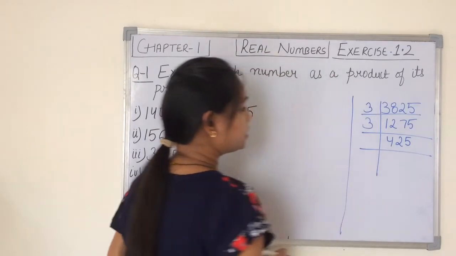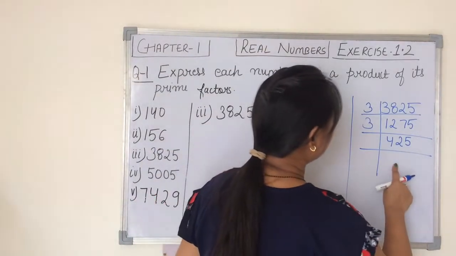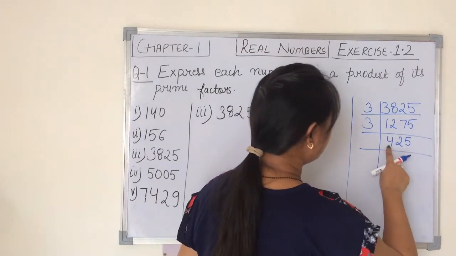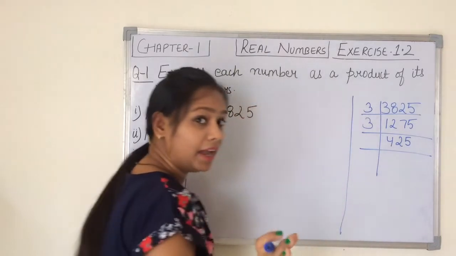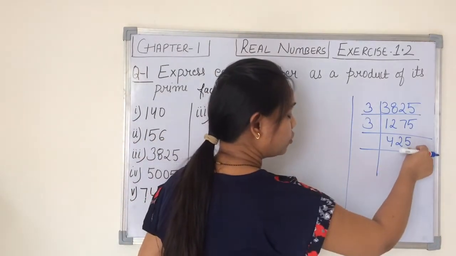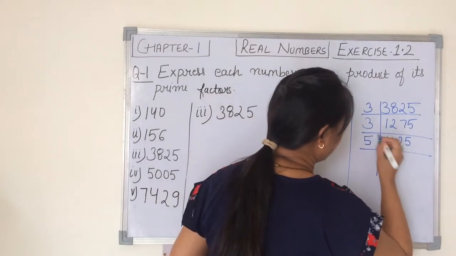425. Now its sum is coming to be 11. Now it is not divisible by 3, I think. 4 plus 2, 6, plus 5, 11. No, it is not divisible by 3. So 5 is at the unit place. Therefore it is divisible by 5. Let's divide it by 5.